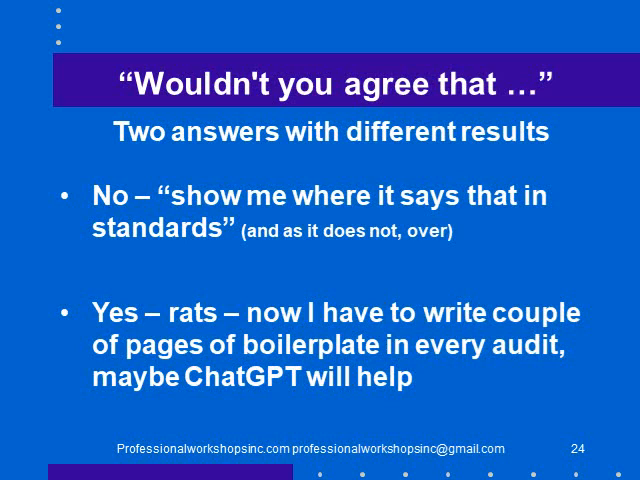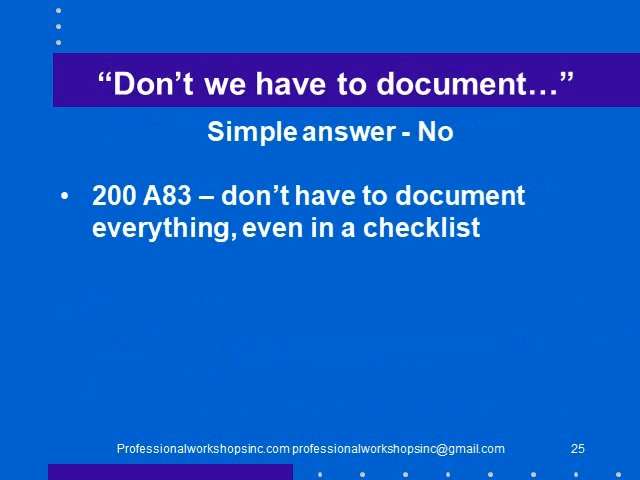If you say, oh, why, yes, I do agree we should document that, rats. Now I have to add a couple of pages of boilerplate to every audit, and I'll get ChatGPT to help me do that. So wouldn't you agree with me that? No. If you say, how did you comply with the following requirement in professional standards, I will then provide you with an answer. But I'm not going to just randomly agree to, wouldn't you agree to this? So the answer to that question is no. Don't we have to document? No, we don't. AS 1215.03, you don't have to document everything, even in a checklist.